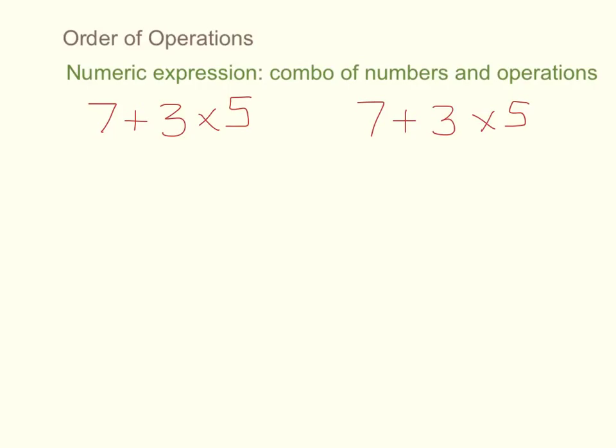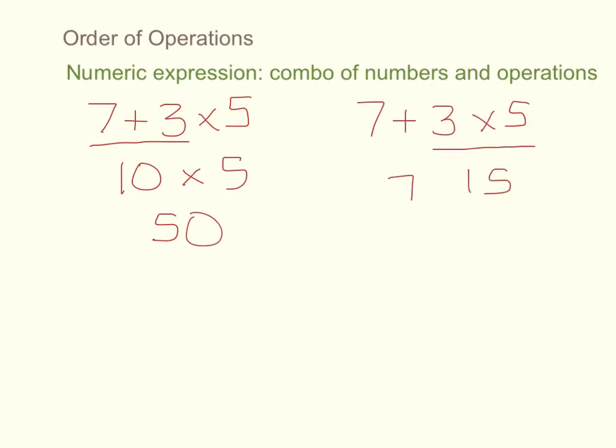For example, in the first numeric expression, let's say we do 7 plus 3 first. If we do the 7 plus 3 first, that's going to give us 10. Then we take that times 5, and we get 50. In the second one, if we do the 3 times 5 first, we'll get 15. And 7 plus 15 is 22.